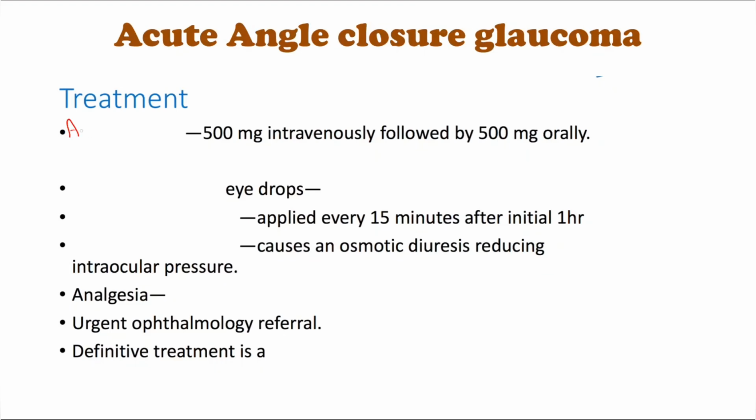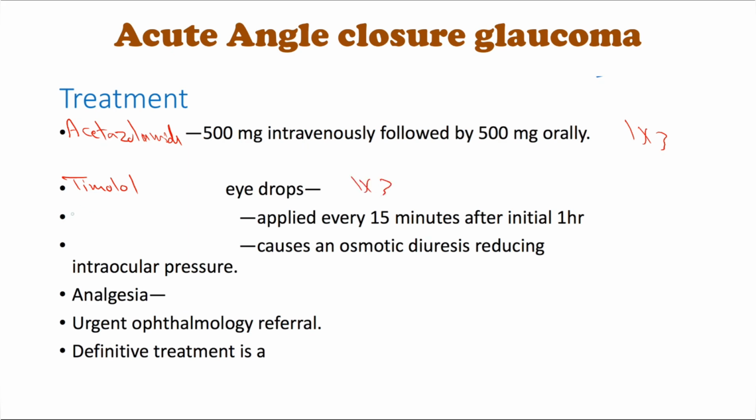What is the treatment? Acetazolamide can be helpful. The usual dose is 500 milligram IV, followed by 500 milligram orally. If IV is not available, you just go ahead and start with the tablets. It reduces the aqueous humor production. The second one is timolol. The timolol eye drop is a beta blocker, so it will reduce the aqueous humor production. This one is used 3 times daily. This one also is used 3 times daily.